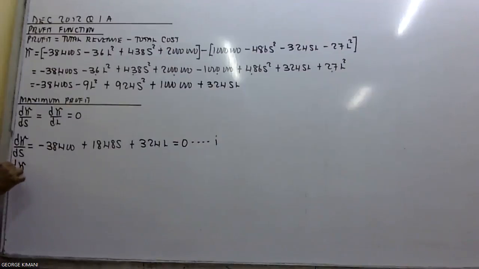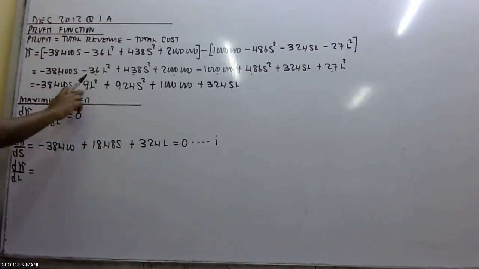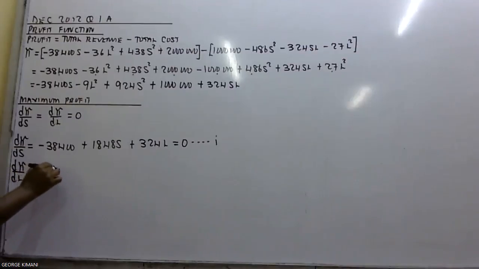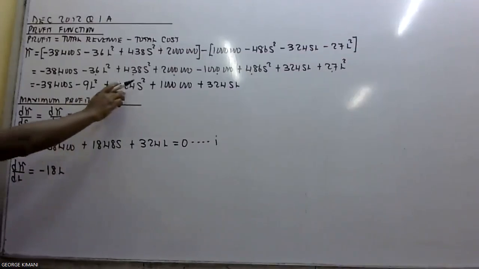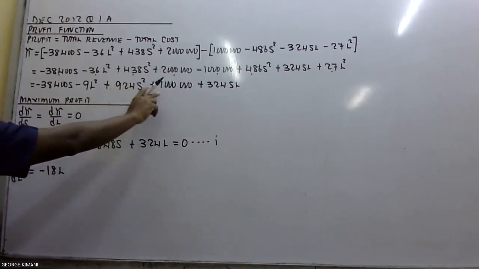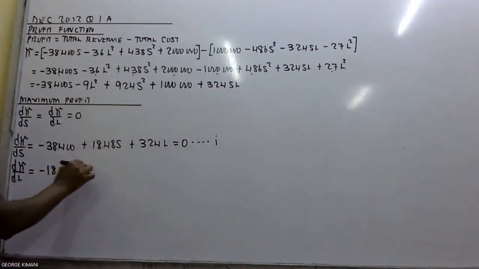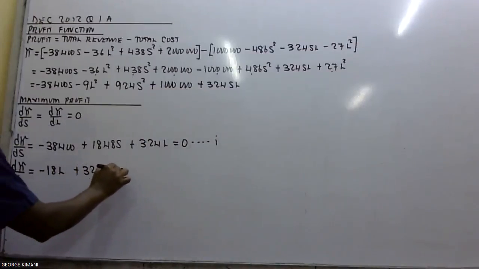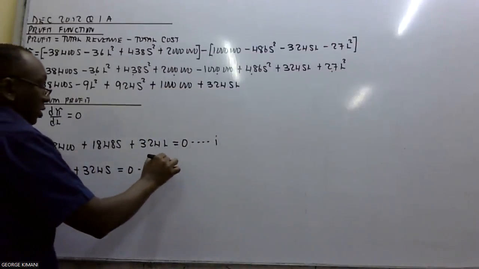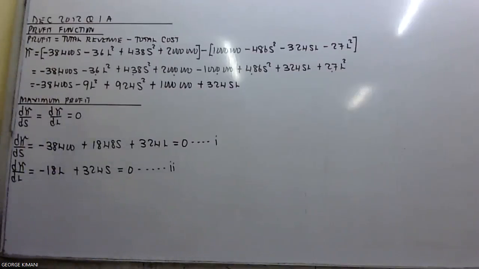The differential of pi with respect to L, when you differentiate this, there is no L so it becomes zero, and this remains as minus 18L. This one does not have L, so it goes, this one also, but this one has L, so we are left with 324S. It's equal to zero, and you call this equation 2.